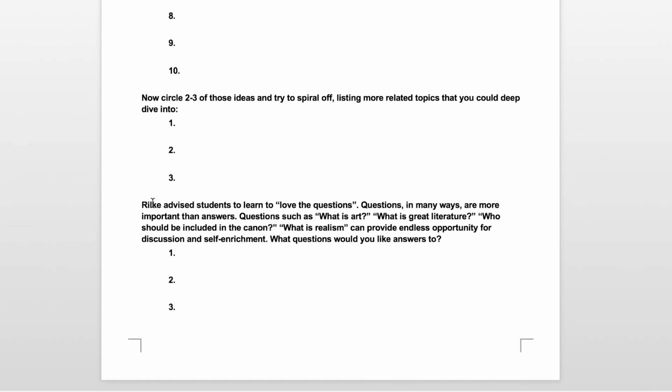Another thing you can do is learn to love questions. This is a piece of advice from Rilke. He wrote this to a young poet who was asking him advice. What should I do to be a better poet? And he was telling him, learn to love the questions. Questions are more important than answers. Here are some example questions.